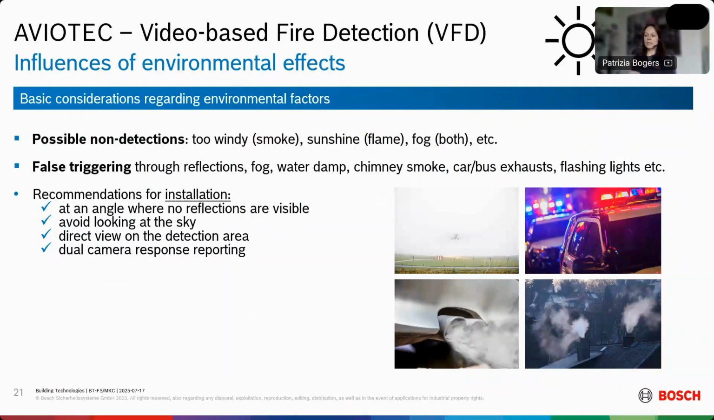Again, we need a direct view on the detection area, so any obstacle in between needs to be avoided. What can also help to enhance the robustness of the installation is to work with a dual camera response approach. Means that within the alarm chain processing of the triggers of AVIOTEC, possibly two cameras need to send a signal before any alarm steps are activated within the alarm chain. Again, we always recommend to have a man in the loop.